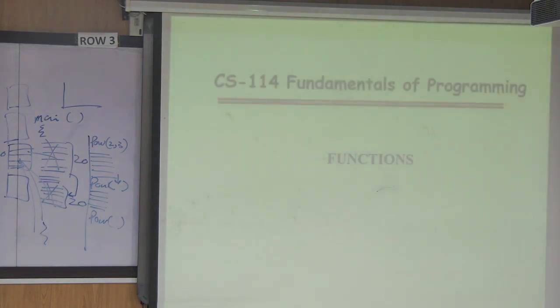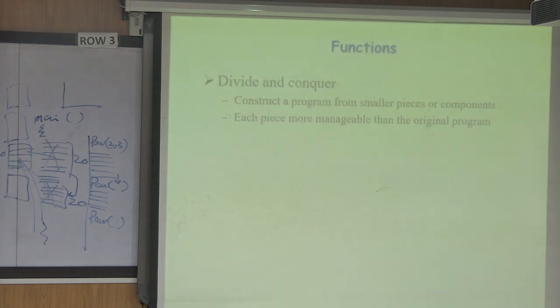They work independently in separate ways, and then ultimately work collectively to solve the entire problem. Functions, divide and conquer strategy: construct a program from smaller pieces or components. Now you understand one thing: these are those smaller pieces, written separately. The main function is there.